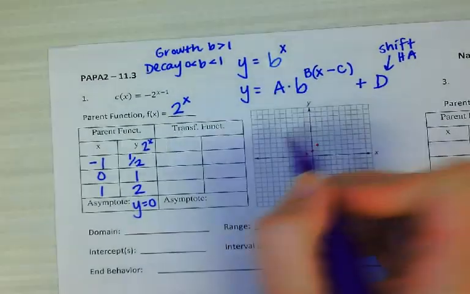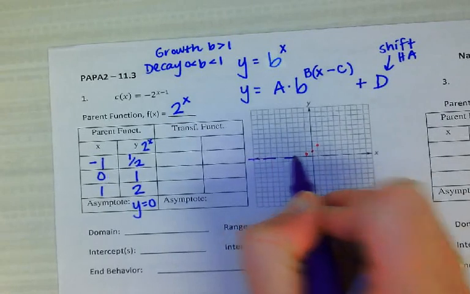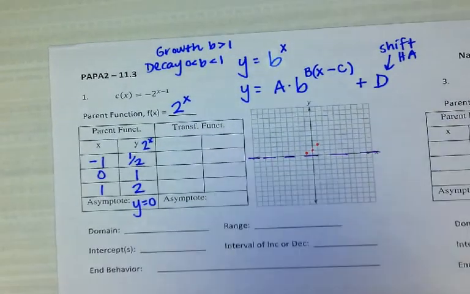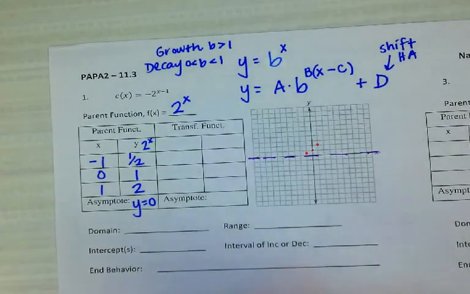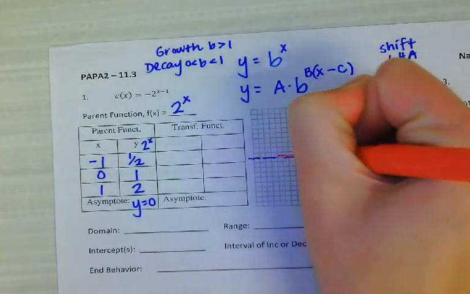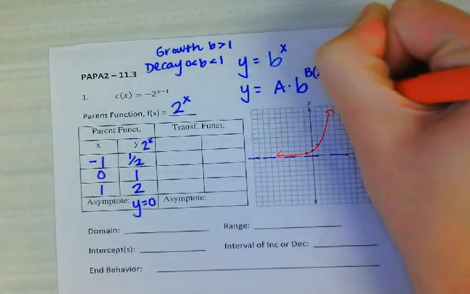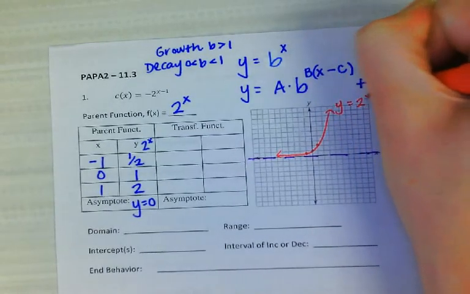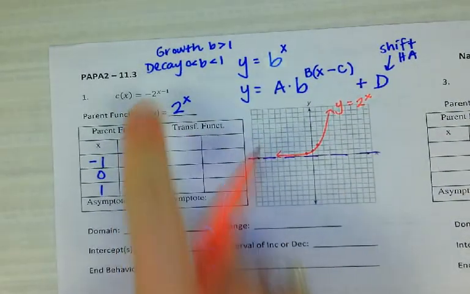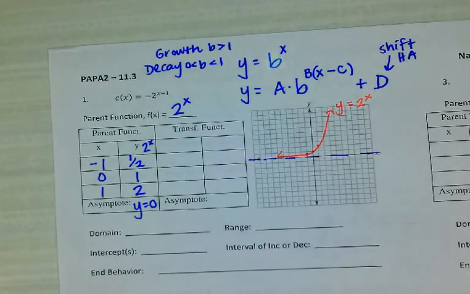Okay, here's my horizontal asymptote. So this is just y equals 2 to the x, not the transformed one that we're supposed to be graphing.